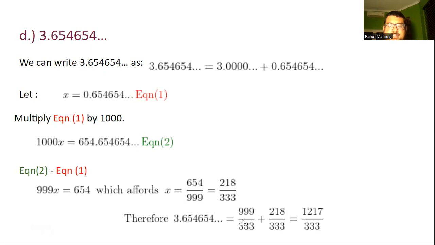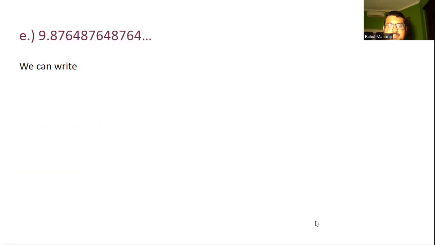Therefore, we can write 3 as 999 over 333 in order to make the denominators the same. And we can add our fraction, 218 over 333. And since the denominator is the same, we can add the numerators, and this gives us 1,217 over 333.